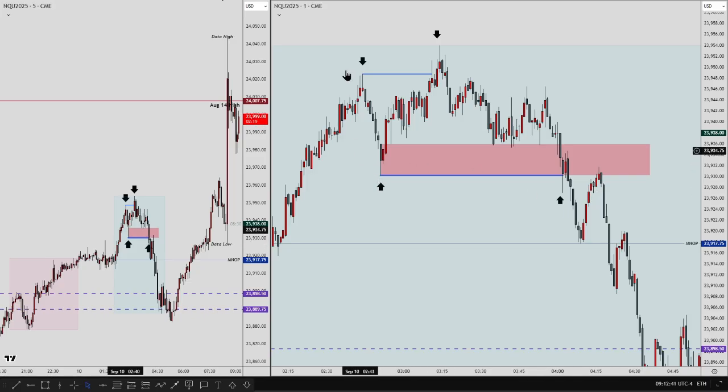Focus on identifying the breaker block and the mitigation block. The breaker is going to serve you better. The mitigation block is good, but the breaker is better. In every silver bullet, you're going to have a breaker or a mitigation block. You want the breaker if it's a sweep below.